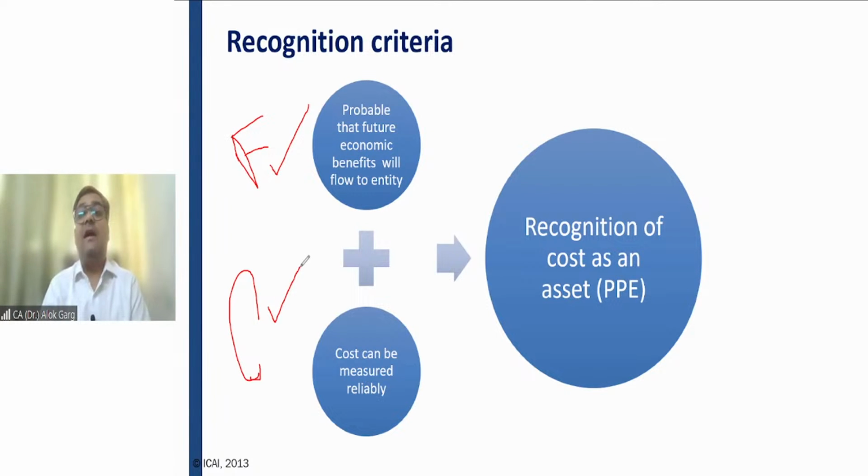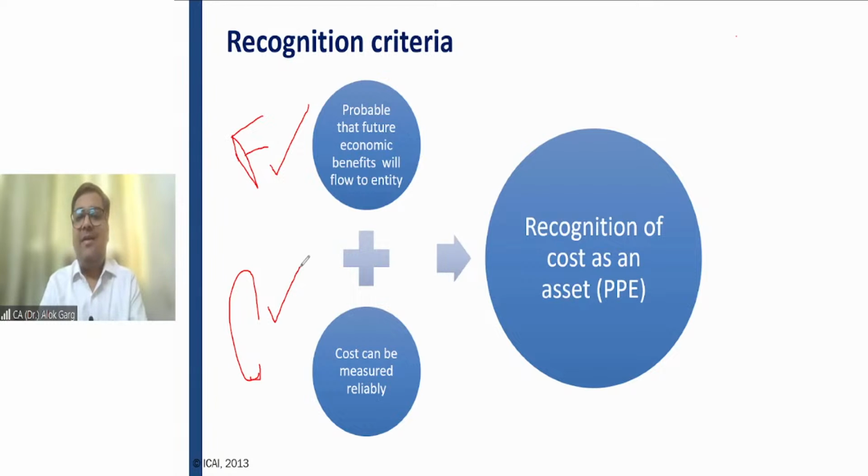So the first condition is future economic benefit should be probable. Probable means there are more than 50% chances that when you use that asset, you will get a future economic benefit. And cost can be measured reliably. For example, when you purchase a machine, what is the future economic benefit you will be getting out of that machinery? Output, production of goods, right? This is what you will get from the machine.